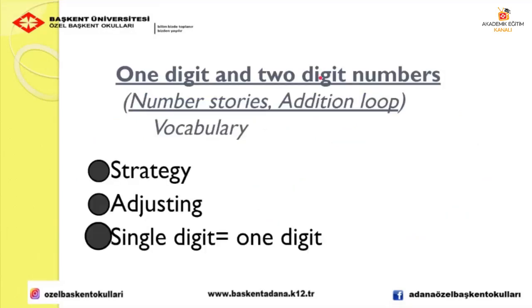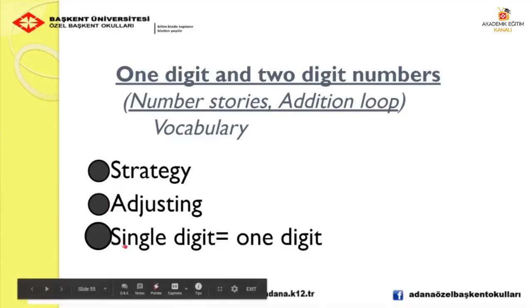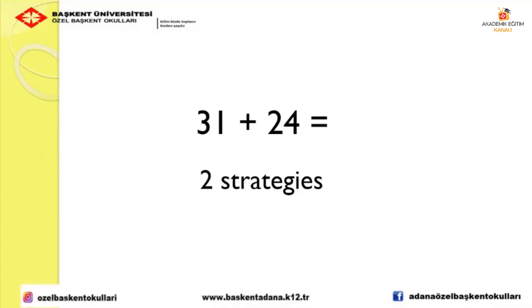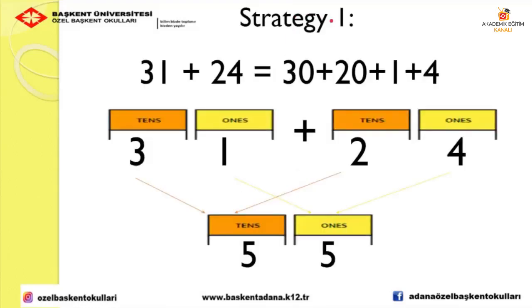One-digit and two-digit numbers. In this topic, the words to remember are strategy and adjusting. In your book, you can read single digit, and that will mean one digit. Let's add 31 and 24. What is the easiest way to add these two numbers? There are two strategies for this. Strategy 1, partitioning. I can partition into tens and ones and add them up.